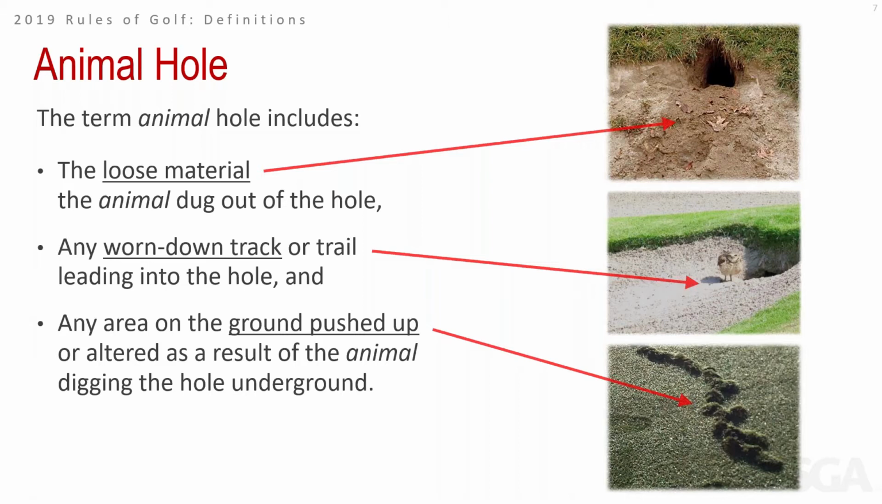And then any area that's pushed up or altered as a result of the animal digging a hole underground. So this is our groundhog here, and he is creating quite a few bumps in our surface, whether that be on the putting green or our fairway. We can take the relief as needed under an abnormal course condition.